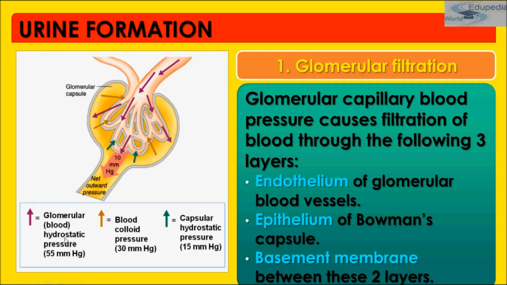Increased glomerular hydrostatic pressure is 55 mmHg, blood colloid pressure is about 30 mmHg, and capsular hydrostatic pressure is around 15 mmHg.